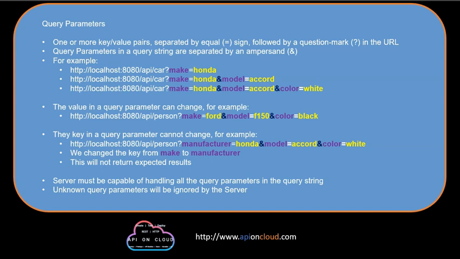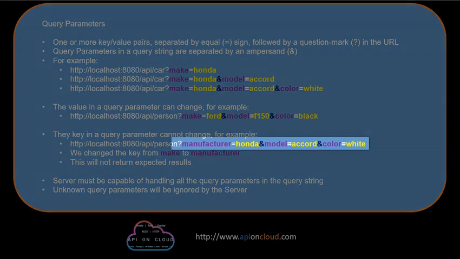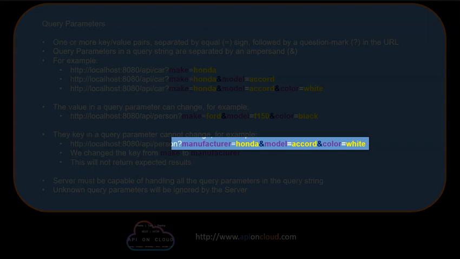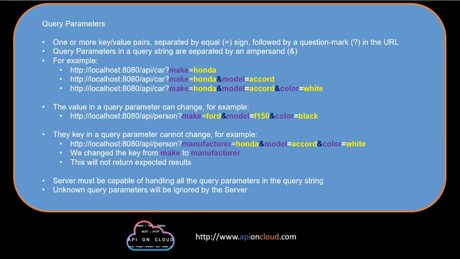You cannot change the name of the key in a query parameter and assume that the API will understand the new key name. In the next URL, notice that we changed the key name from make to manufacturer. The REST API will not be able to extract the value Honda from the query parameter because the API has been programmed to look for a key named make, not manufacturer. Keys that are not known to the REST API will be ignored, and the REST API may return unexpected results.